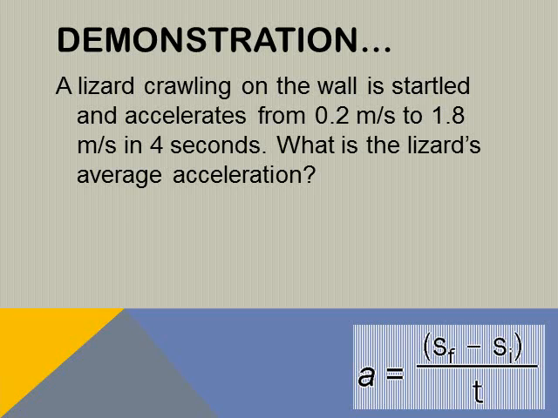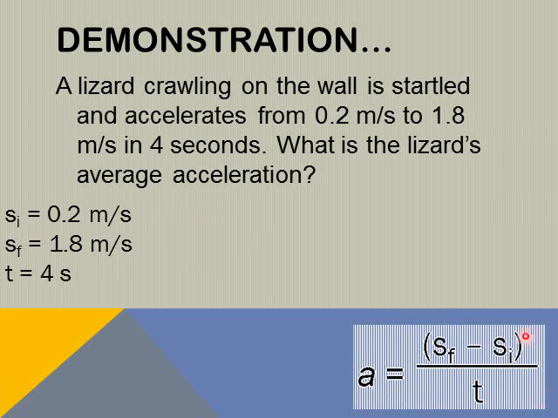What is the acceleration? All right, the first thing we have to know is what is our initial speed. Our starting speed here is 0.2 meters per second. So what we're going to do is write that down. Our final speed is 1.8 meters per second, and we'll write that down. And our time is 4 seconds. So now we have all of our variables written down. We are now ready to plug them into the equation.